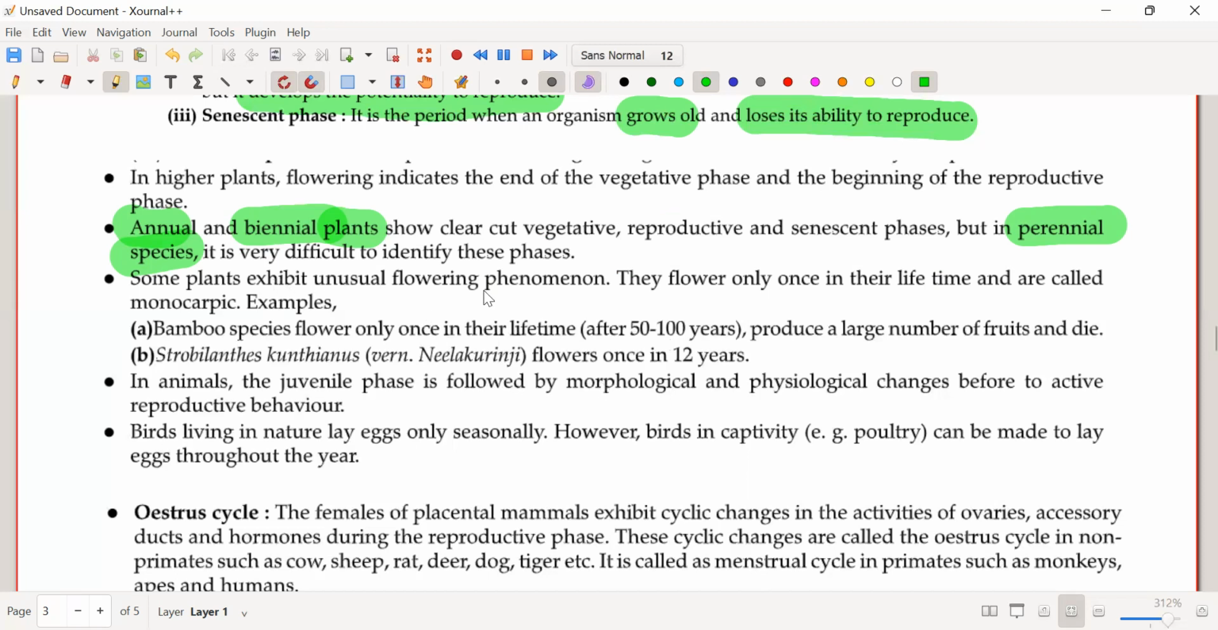Some plants exhibit unusual flowering phenomena. They flower only once in their lifetime and are called monocarpic. Monocarpic. Only once they will flower in their lifetime. Example, bamboo species flower only once in their lifetime, after 50 to 100 years. Produce a large number of fruits and die. Then Strobilanthes kunthianus, known as Nilakurinji, flowers only in 12 years.